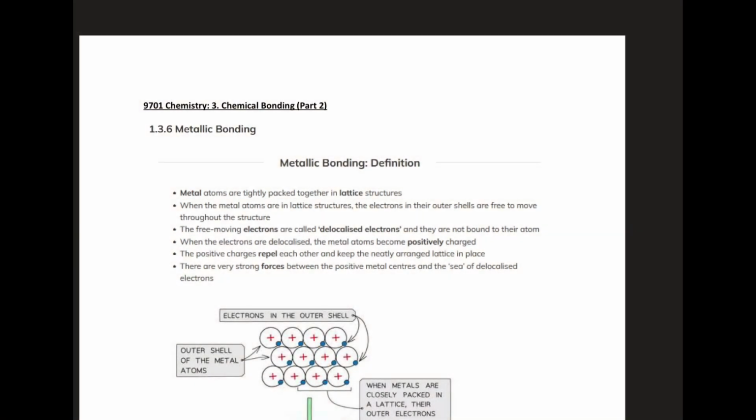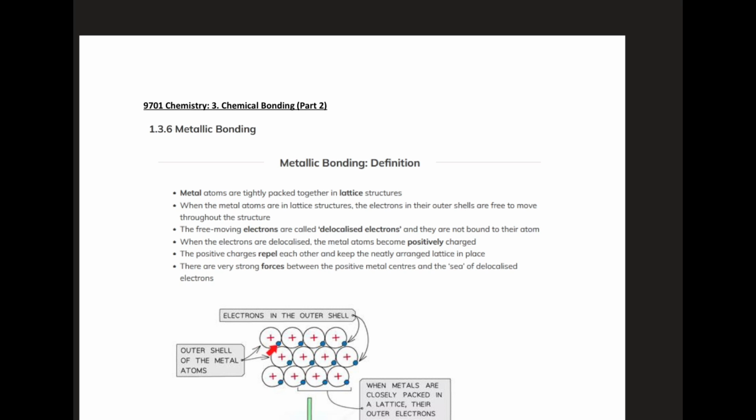So this is about metallic bonding. First of all, let's look at the definitions. You can see at the first point here, metal atoms are tightly packed together in lattice structures. So this is the lattice structure. You can see some positive ions, with the blue dots being the electrons.